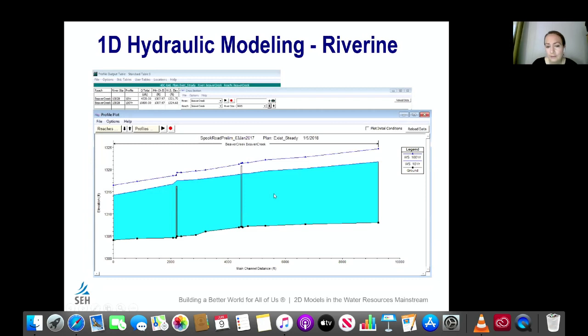And then in a profile view, we can see what the stream profile might look like for different flow rates. But this is based on the water surface elevation that's computed at each cross-section that we defined. So that water surface elevation is computed at these points, but the profile is based on just a straight line between those two points. And in reality, that might not be the case. But that's the best we can get from a 1D hydraulic model.